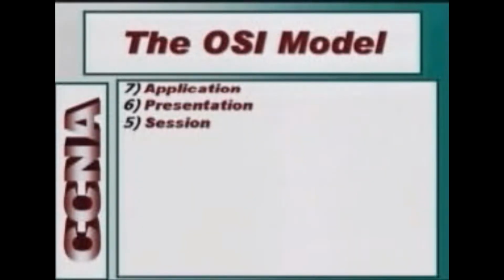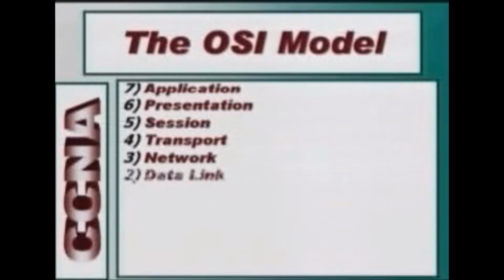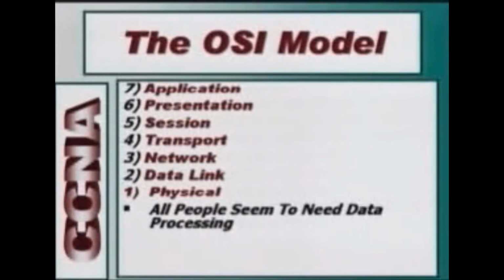So we're going to discuss each of the levels, each of the layers of the OSI model. There are 7 layers in the OSI model. From the top down, they're application, presentation, session, transport, network, data link, and physical. A good way to remember that is the mnemonic, all people seem to need data processing.